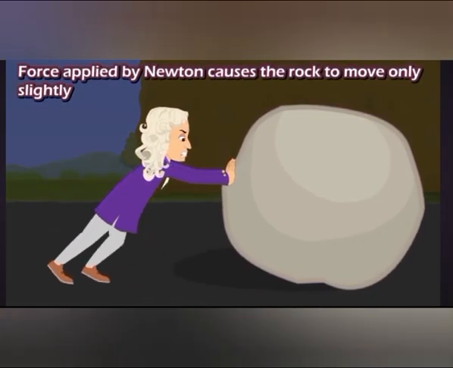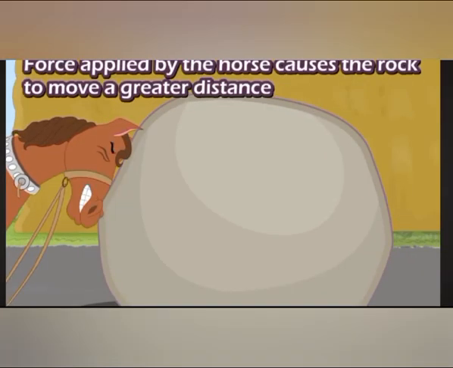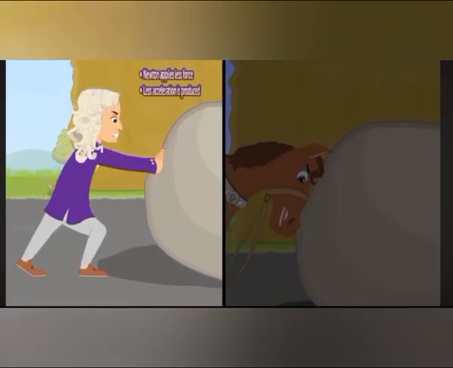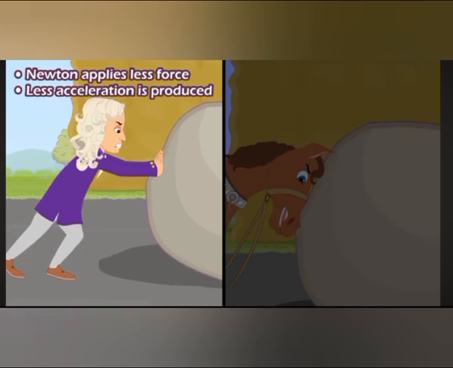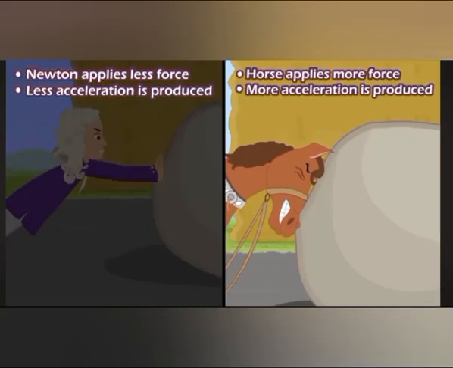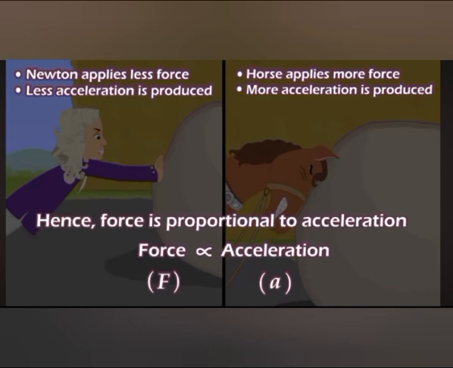An example: the force applied by Newton caused the rock to move only a little. The force applied by the horse caused the rock to move greater. Newton applied less force, thus less acceleration is produced. But the horse applied more force, so more acceleration is produced. Hence, force is directly proportional to the acceleration, F is proportional to a.